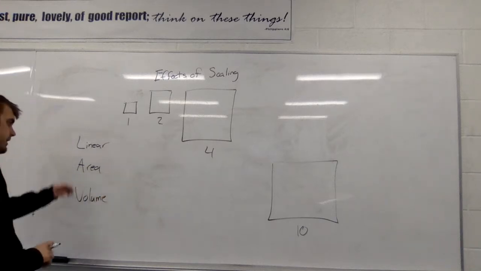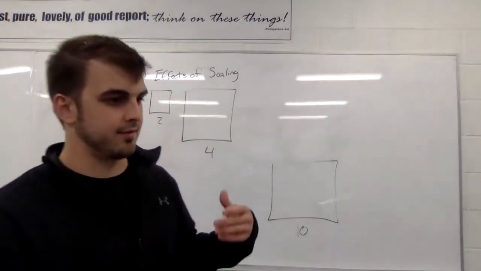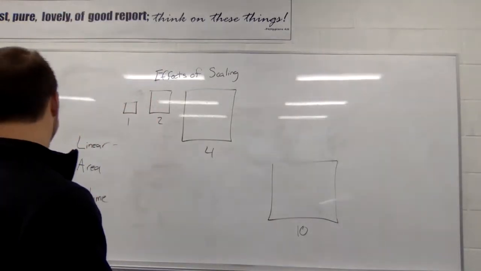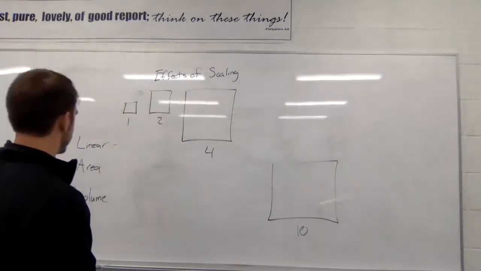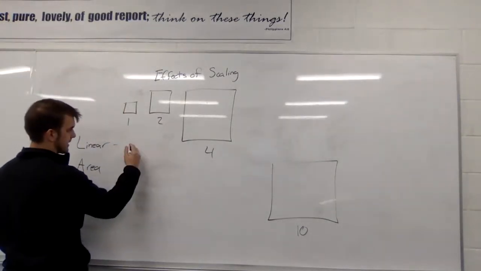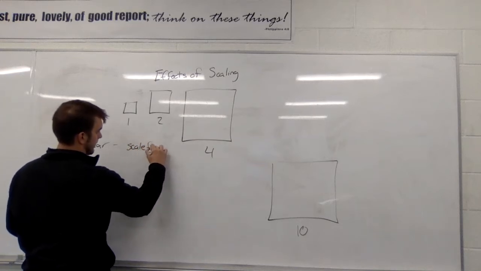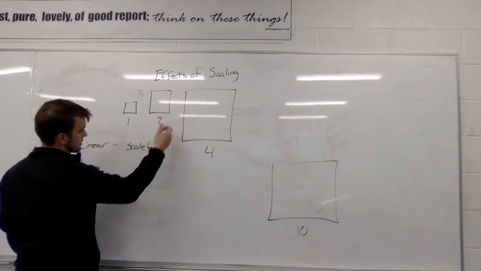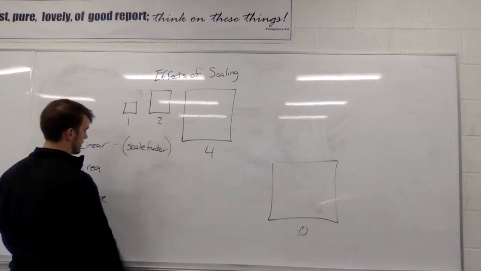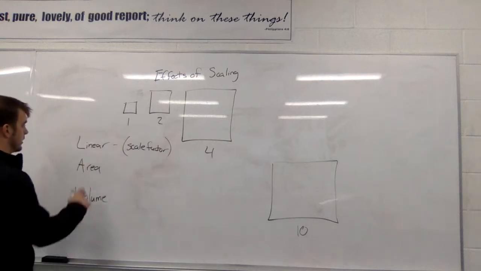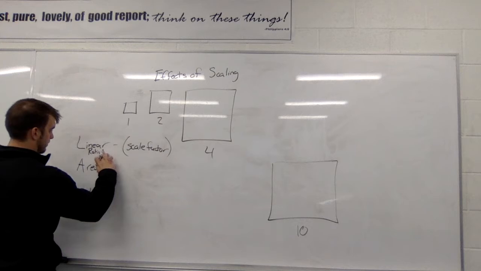So you have your linear, which then for that, you're just going to have your simple scale factor. So for example, between 1 and 2, what's your scale factor? It's going to be whatever your scale factor is. For that, it is 2. 1 times 2 gives you 2. 1 times 4 gives you 4. So your scale factor is all you do. That's going to be your linear ratio. So that's going to include your perimeter.